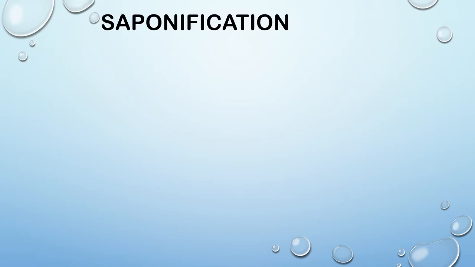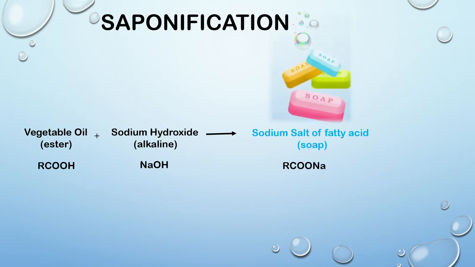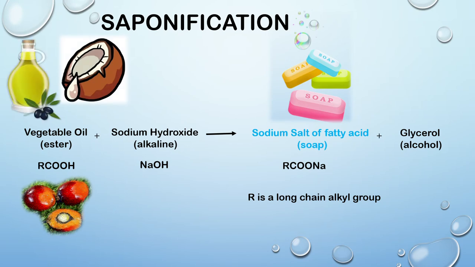Let's move on to the process of soap making, also known as saponification. Saponification is the process of heating fat or oil with an alkali. In other words, it is the hydrolysis of ester by an alkali. Examples of vegetable oils that are commonly used in soap making are palm oil, coconut oil, and olive oil.